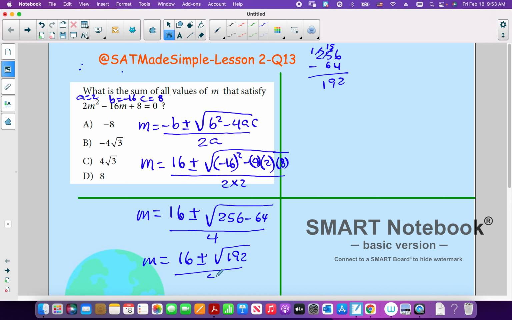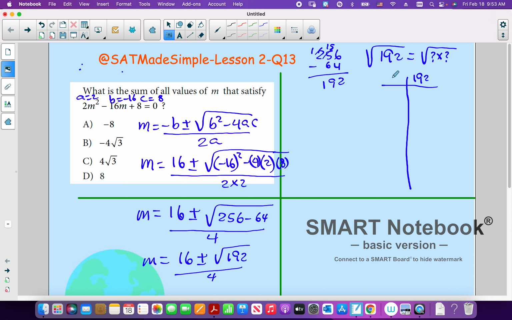If you do not know how to find the square root of 192, I need 192 to be the product of two numbers, one a perfect square times another number. Since I can't know it right away, the easiest way is to use either the tree or the table and factorize 192 into its prime factors.